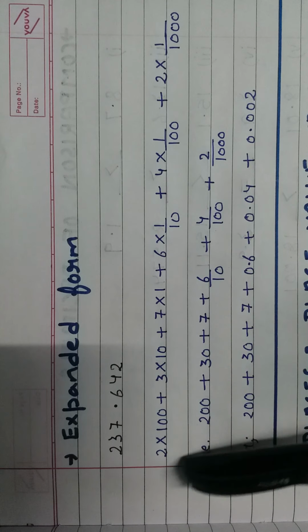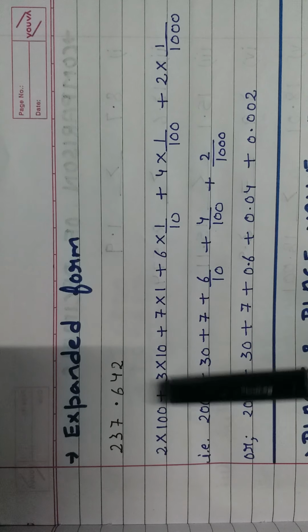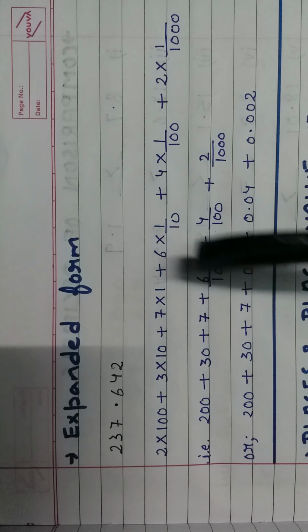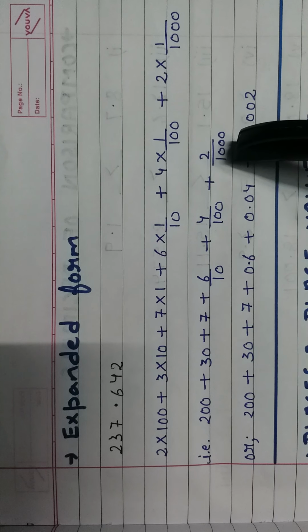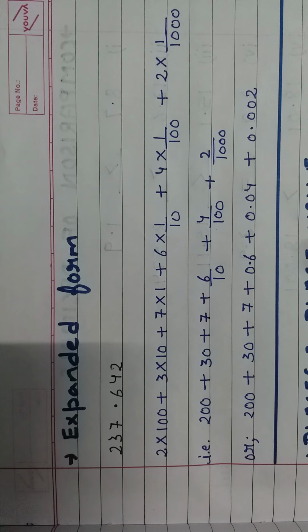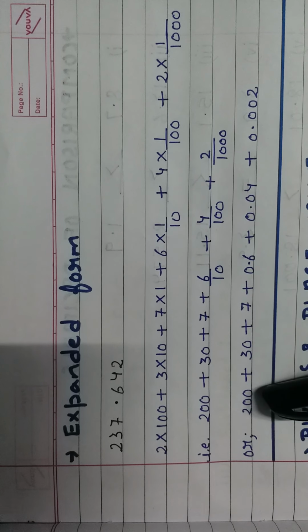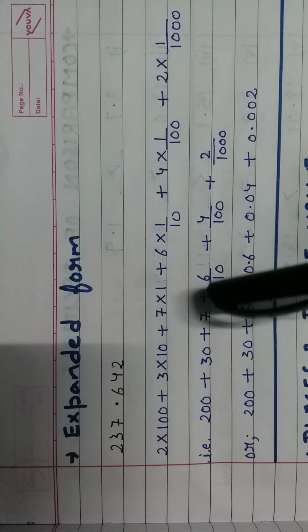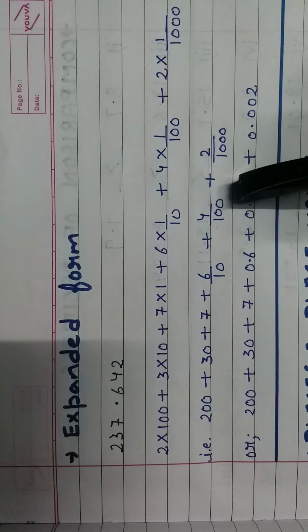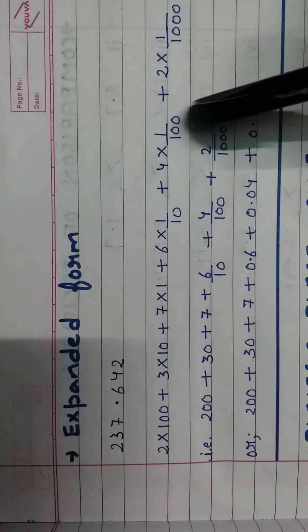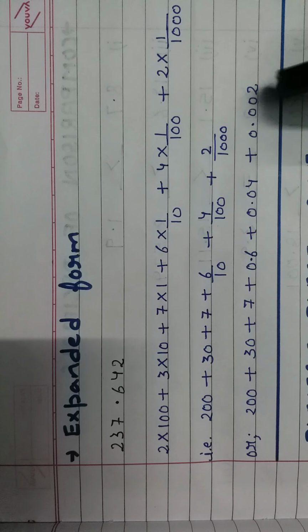We can write it as 2 multiplied by 100 is 200, plus 30, plus 7, plus 6 upon 10, plus 4 upon 100, plus 2 upon 1000. Or you can write this as 200 plus 30 plus 7 plus, you can write 6 upon 10 as 0.6, 4 upon 100 as 0.04, and 2 upon 1000 as 0.002 also.